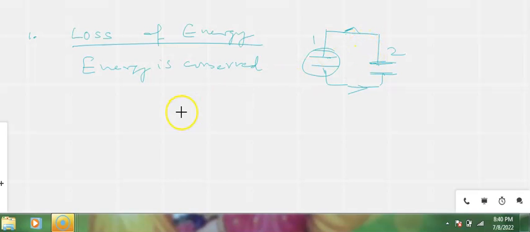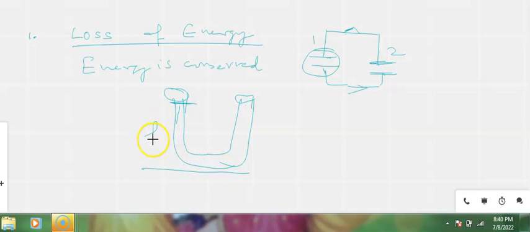What exactly happens, you can understand by taking the example of gravitational, for example, if you took a U-tube. This is a U-tube, and suppose you are having a liquid in this, let us say this is filled up to H. Suppose there is a valve here. So initially you fill this, so it is like charging this capacitor. Now you just open this valve.